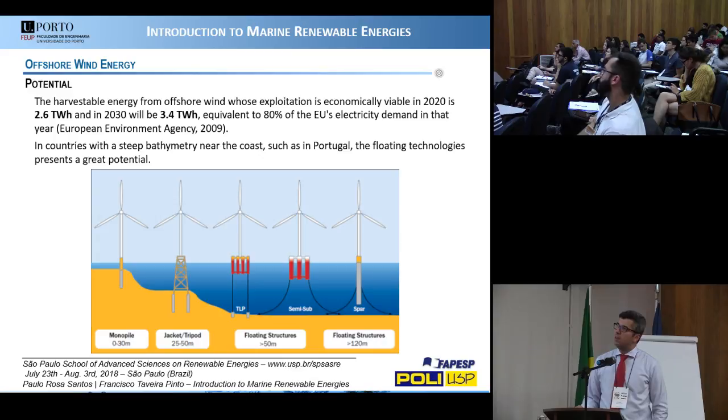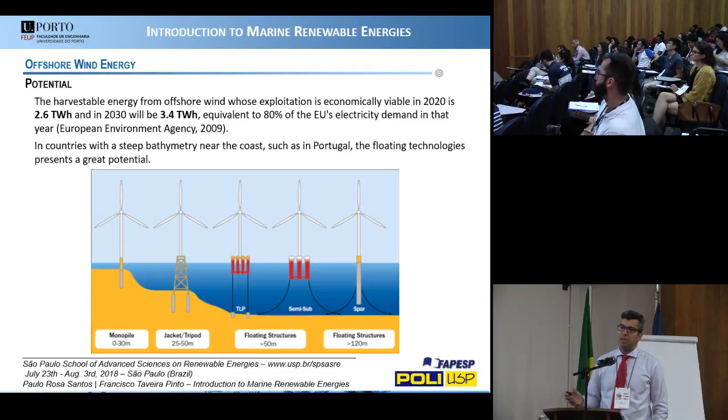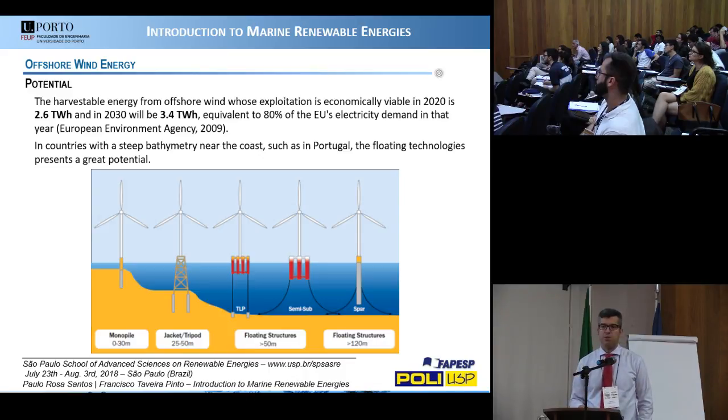And here you can see the different technologies available to support wind turbines. So nearby the coast, the most usual solution is to install a pile, what we call a monopile, a single pile, to support the turbine. For larger water depths, maybe better to install a tripod or a jacket structure like this one. In deep waters, the tension leg platform or the semi-submersible platform, and for very high water depths, the spar buoy. So depending on the water depths, we have different supporting structures.